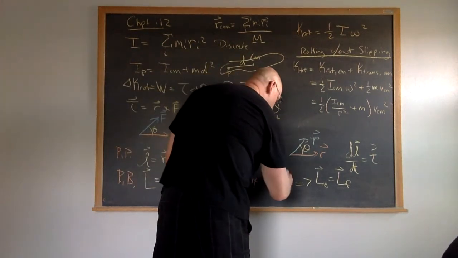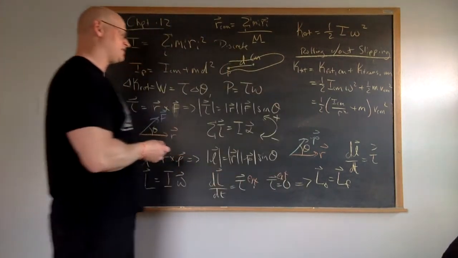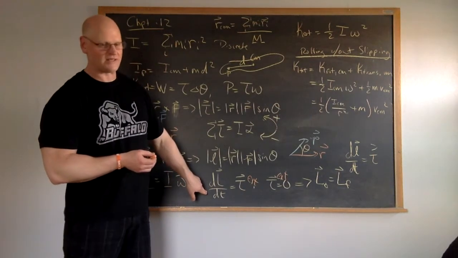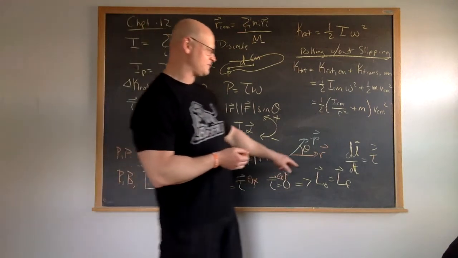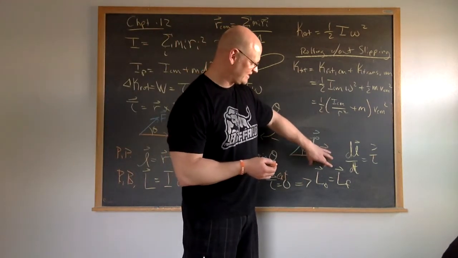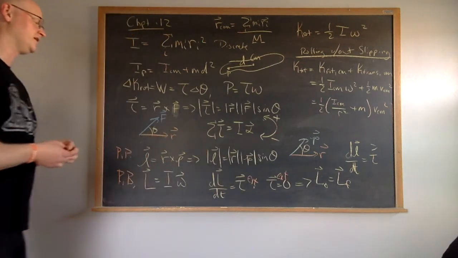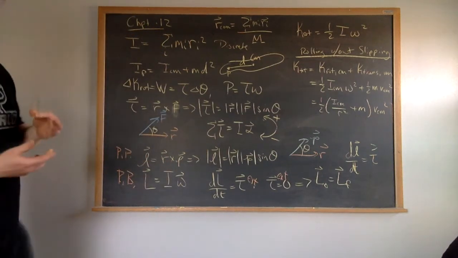Now, if the external torque is equal to 0, this implies that the time rate of change of the angular momentum must be equal to 0, which means the angular momentum must be constant, which means that the initial angular momentum must be equal to the final angular momentum, which is what we call conservation of angular momentum.